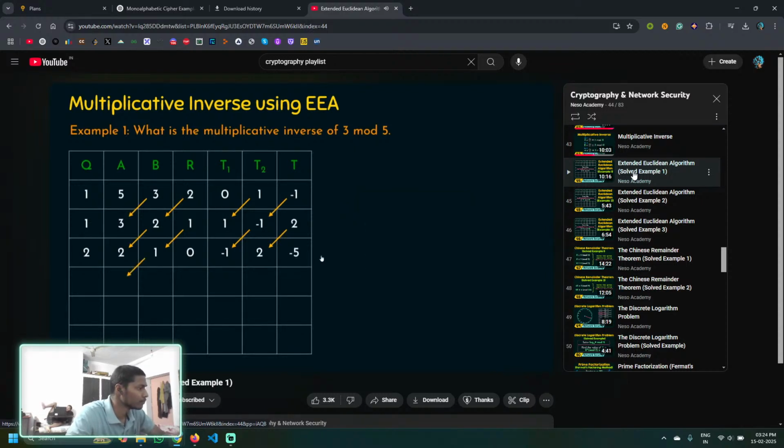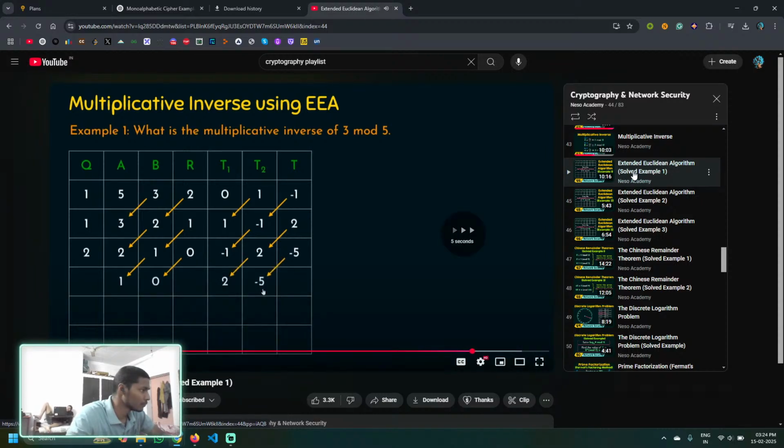Let's proceed with the algorithm further. Whatever is there in b is assigned to a. Whatever is there in the remainder is assigned to b. Similarly, whatever is there in t2 is given to t1, and whatever is there in t is given to t2. That's fine. Let's run the algorithm again.